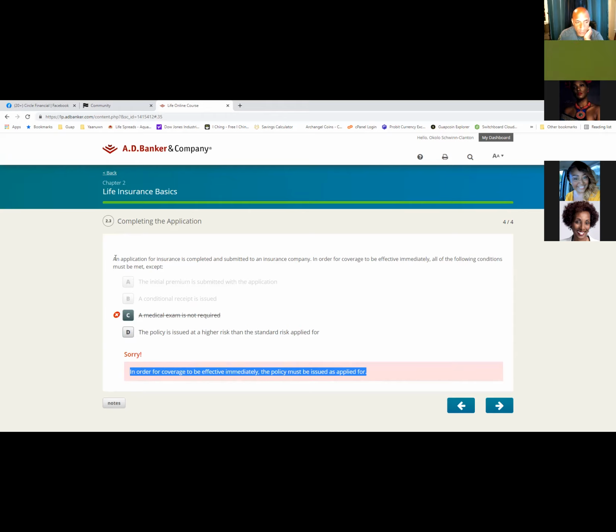Okay, so now let's read over this question again. An application for insurance is completed and submitted to an insurance company. In order for the coverage to be effective immediately, all of the following conditions must be met. Oh, except. Right, because some policies don't require you to do a medical exam depending on the amount. So what they're saying is, in order for coverage to be effective immediately, the policy must be issued as applied for. So the policy issued at a higher risk than the standard risk applied for, that's the one where it will not go into effect immediately. Okay.